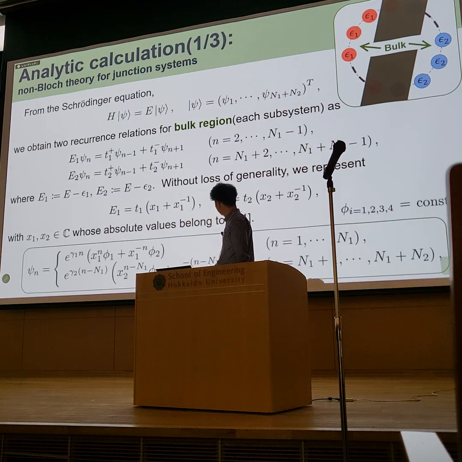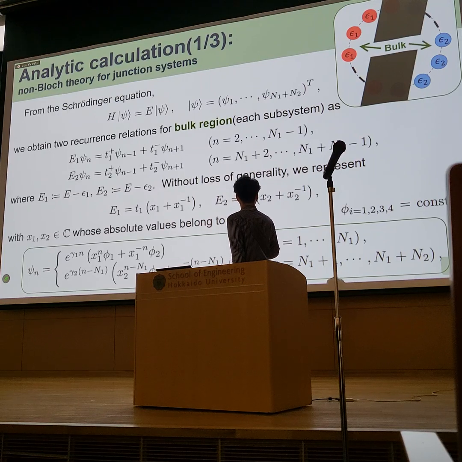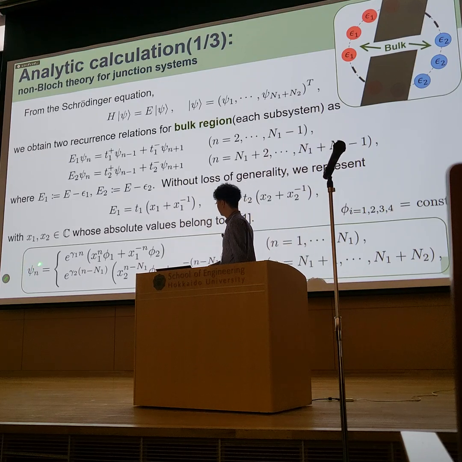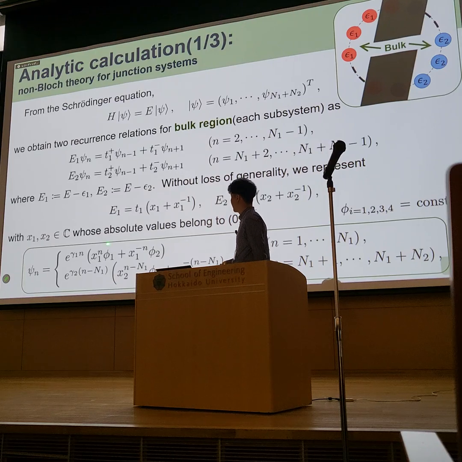So consequently, the general solution of the wave function is obtained for complex constants phi. You can see that the general solution is represented as a linear combination of two numbers powered by n. That's because there are two solutions that make the characteristic equation 0.